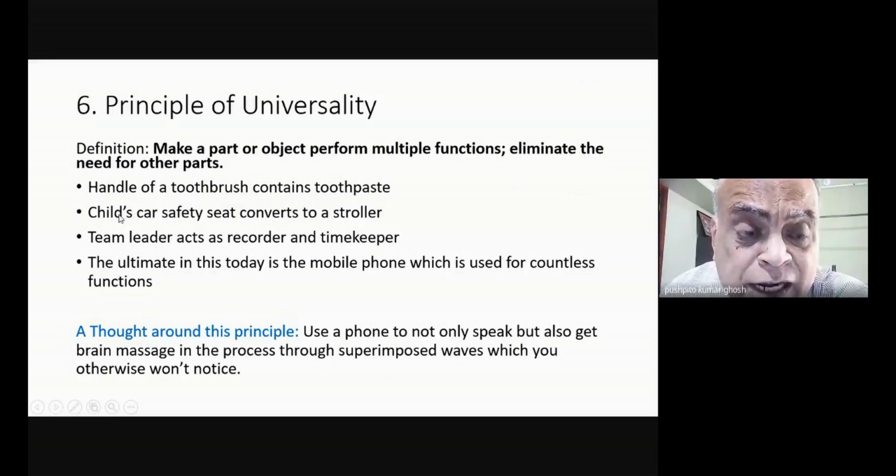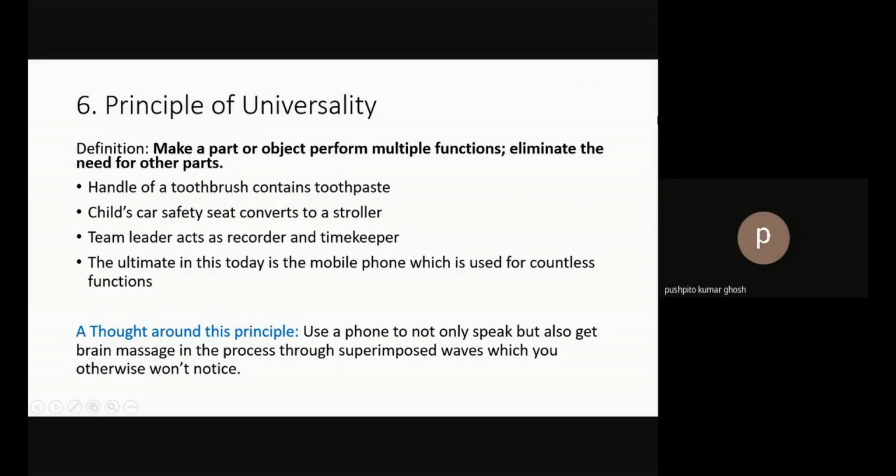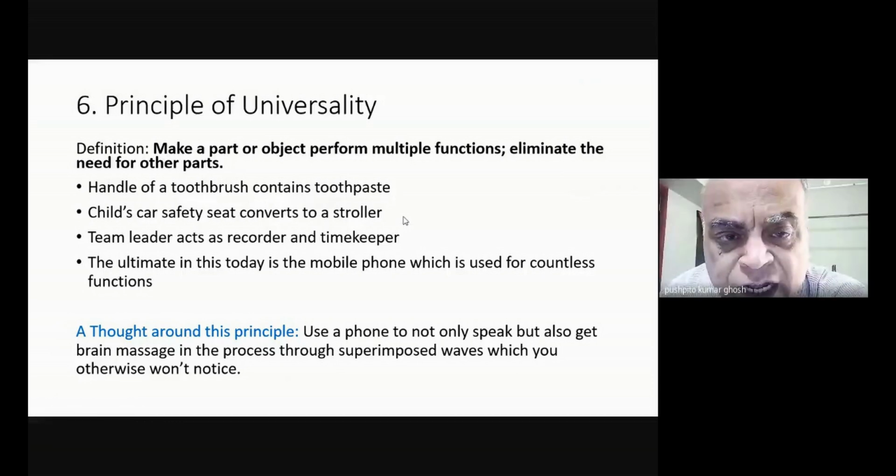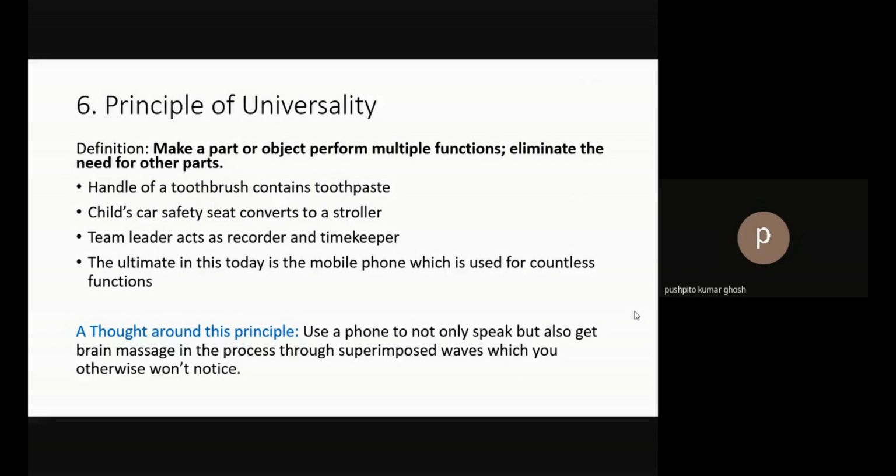Or when a child is sitting in the car, you put the car safety seat. The child is protected in the car. The moment you take the kid out of the car, that safety seat, with some simple things opening up and closing, becomes a stroller. And so I don't need to separately have a stroller and a safety car seat. I have combined it. Not very different from the sofa cum bed. Today, when people are short of space, so many people use the sofa during the day, and at night it becomes the bed. So you're making the thing perform multiple functions.